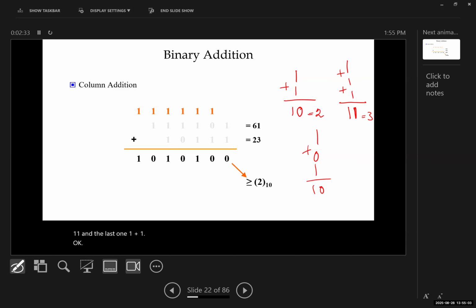Now, 111101, if we convert it to decimal, is equal to 61. And 10111, when we convert it to decimal, is equal to 23. You can double check that as well at home. 61 plus 23 is equal to what? 84. And if you convert the result that we got, you would get 84.